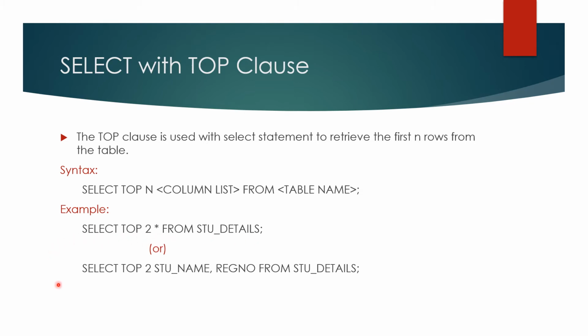Another example is select top 2 student name comma register number from student details. These two queries are similar to each other, but the only difference is that in the first query they have mentioned the asterisk, which means they are going to display all the columns, but in the second query they are going to display only two columns, student name and register number. Okay, the first two rows of the student name and register number from the table student details will be displayed.